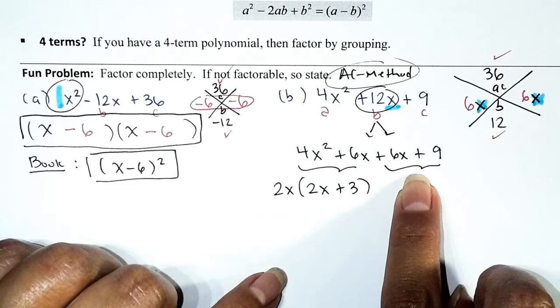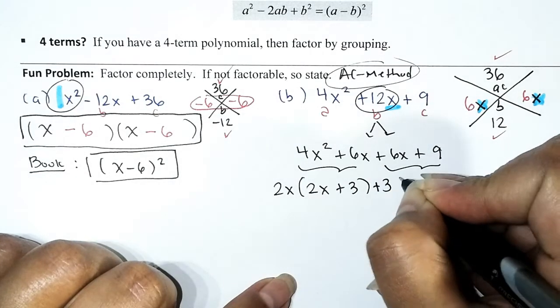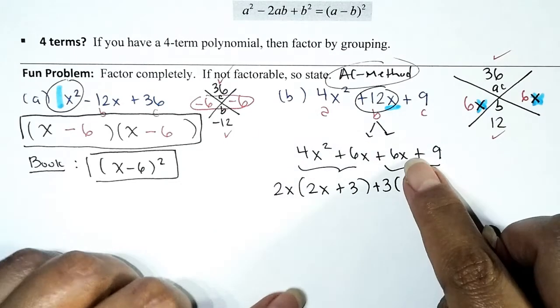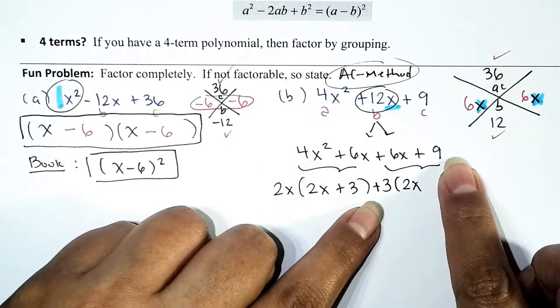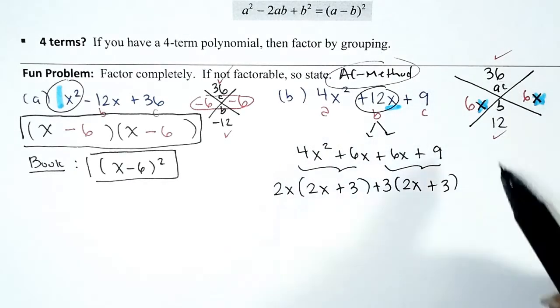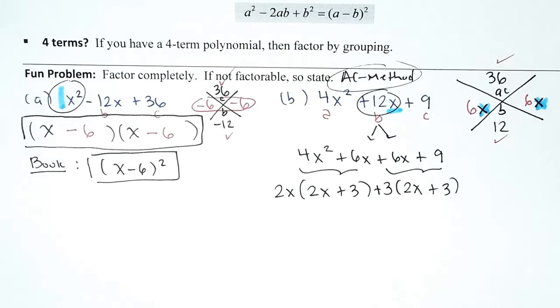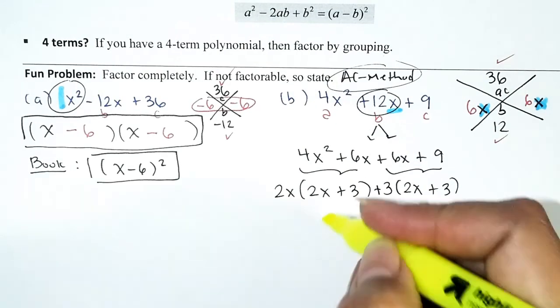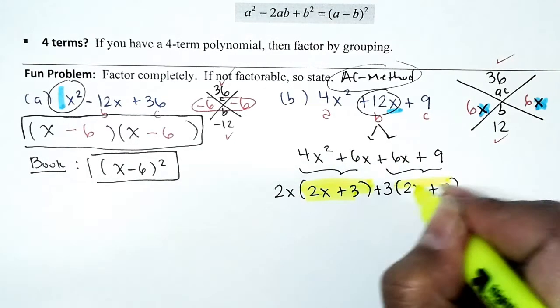Second group, the GCF, I think it's 3. We factor out a positive 3. First term over 3 will give you 2x. Second term over 3 will give you 3. Fantastic. Now, because we checked the x game, we are expected to have a peachy solution, meaning we shouldn't have any hiccups down the way. In short, the binomial factors should match.